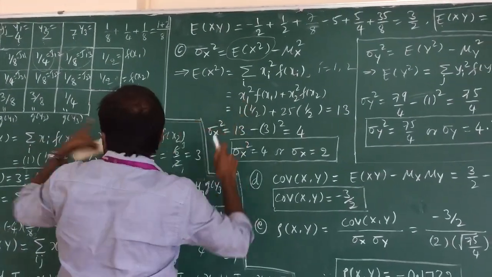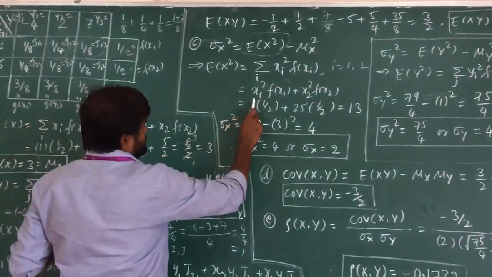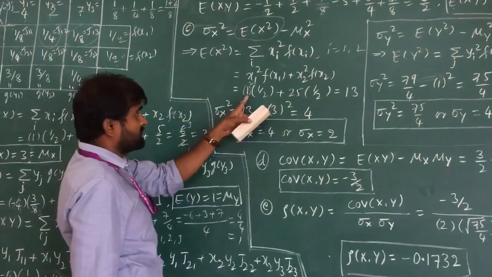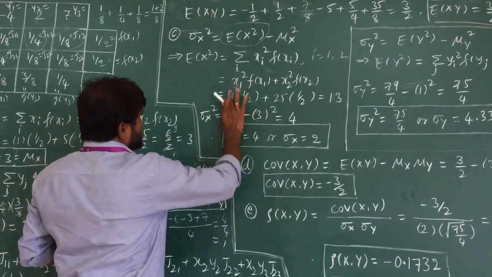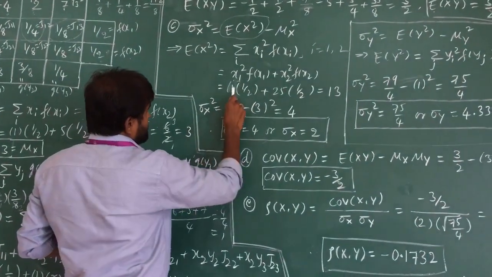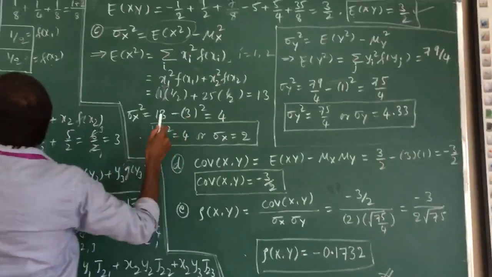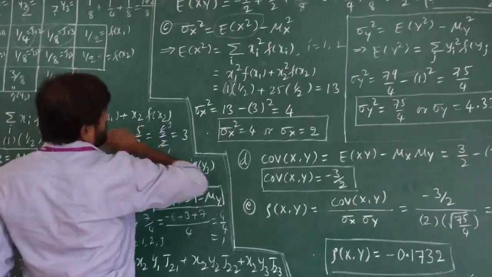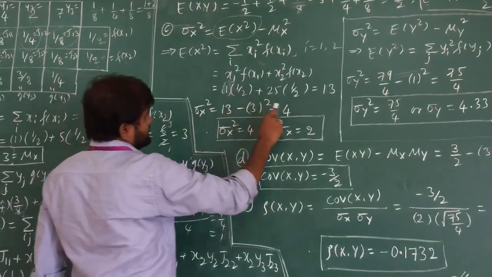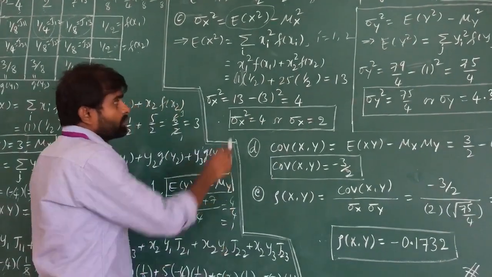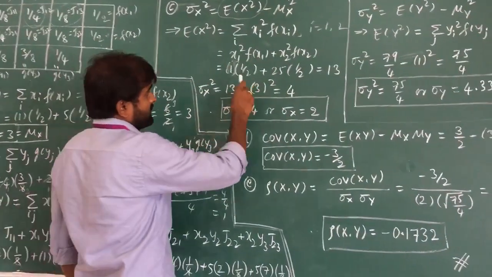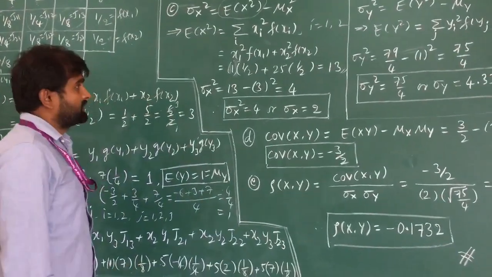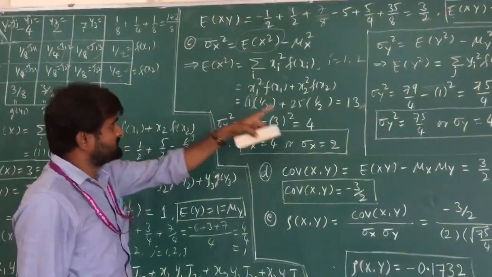So x1 is 1, right? 1 square is 1. x2 is 5, so 5 square is 25. 1 square is 1, by 2 into f of x1 which is 1 by 2, right? F of x2 is 1. Now after adding this, 1 by 2 plus 25 by 2. So LCM is 2, then 26 by 2, so value is 13. Now expectation of x square is 13.